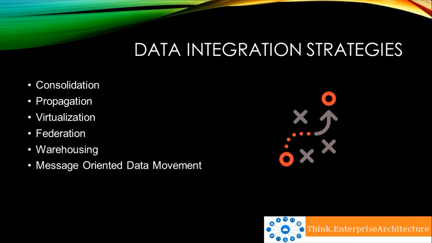And the second point is propagation. It's about copying data from one location to another. It's event driven and can be synchronous or asynchronous in nature. Third, virtualization uses an interface to provide a near real-time unified view of the data from different sources and different models, and it can be viewed as one location, but it's stored in different locations. So it's a very important thing.